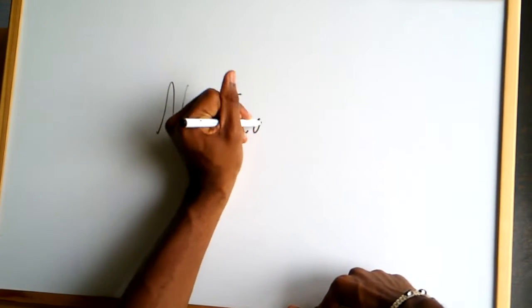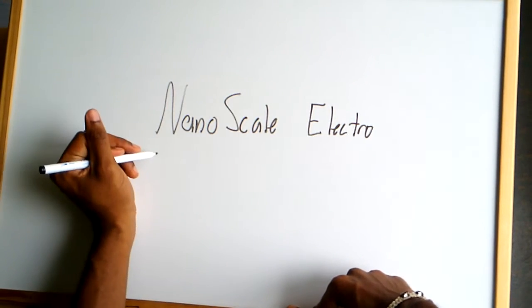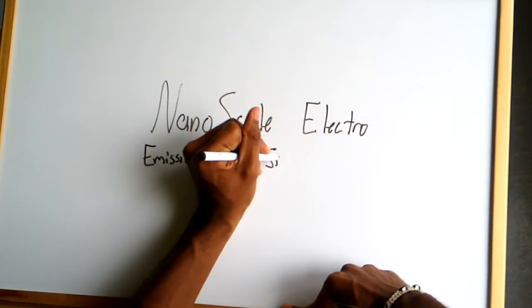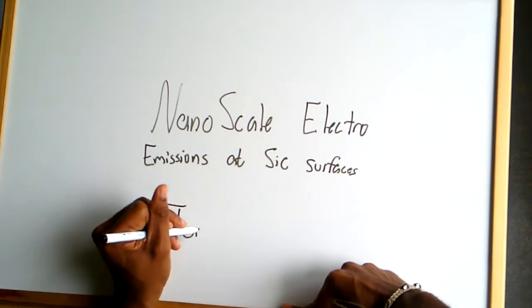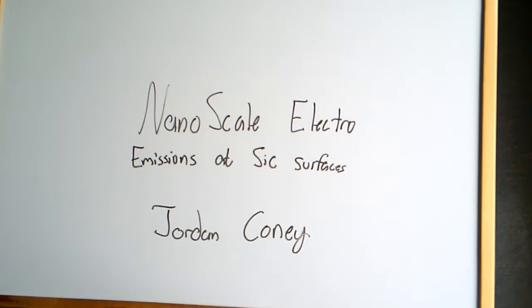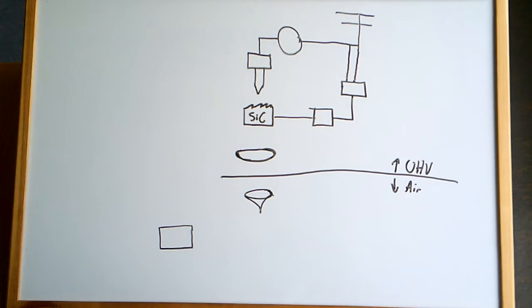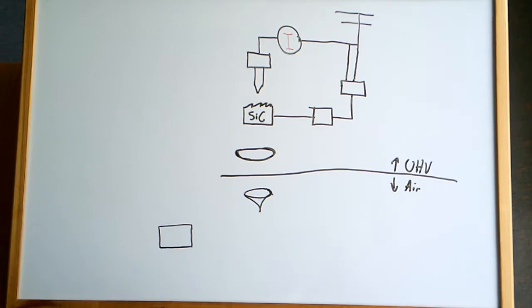Hello, my name is Jordan Coney, and this summer I worked on nanoscale electroemissions at silicon carbide surfaces. The interest for silicon carbide is to use the defects found in its surface for single photon sources.